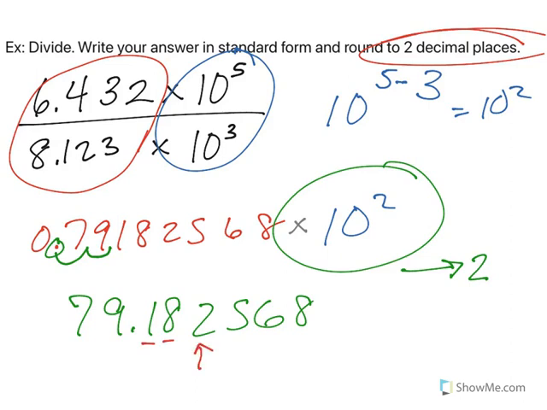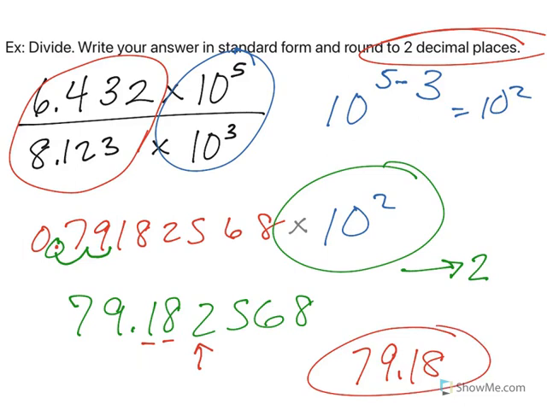Now that I'm in standard form, now I round to 2 decimal places. 1, 2, I look at the 2. 2 tells me to round down. Final answer, 79.18. So you do the entire problem, then you round.